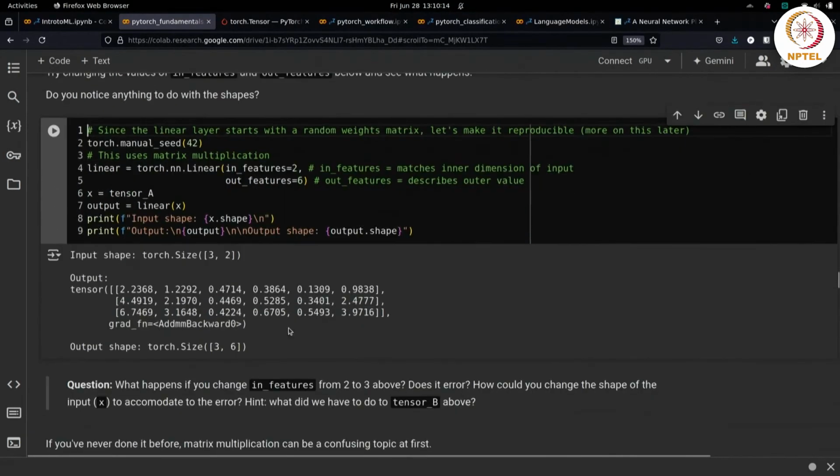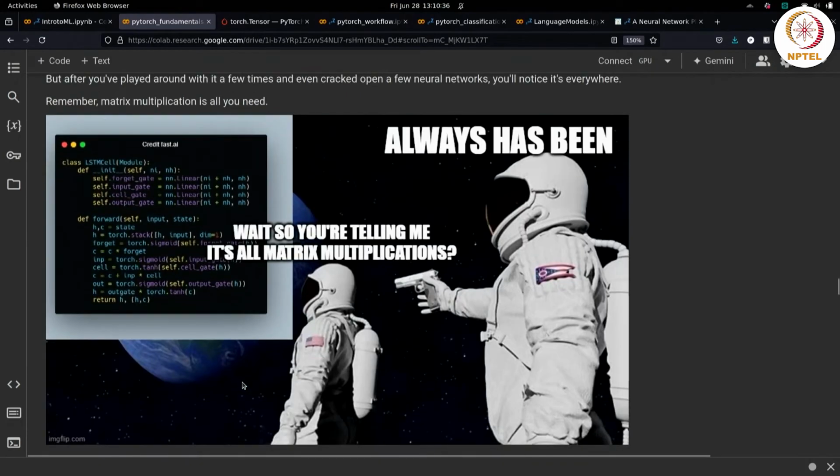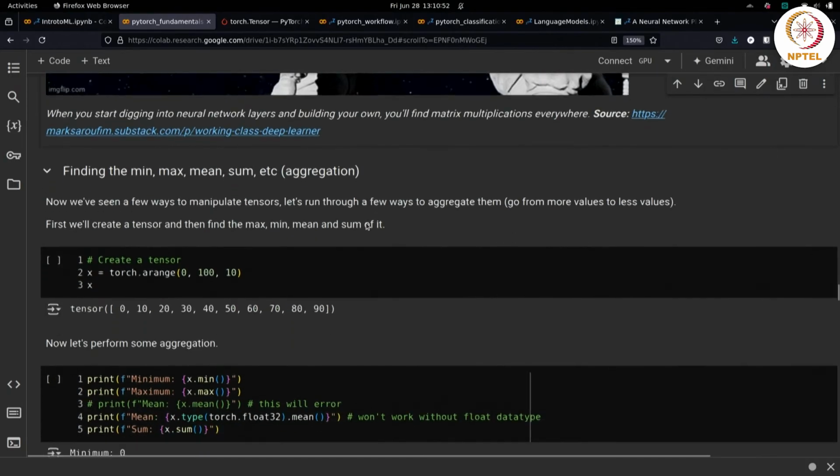Right. So yeah, for a linear layer, you can say that in features are 2, out features are 6, and if the input matrix is 3 by 2, the output would be 3 by 6, because you're saying that the input would have 2 features and the output would have 6 features, right? That's what you're doing here. And again, if you boil down any neural network, you can see that it would just be a series of matrix multiplications, and on top of that you do some more computations. But matrix multiplication forms some of the most common basic components of a neural network.